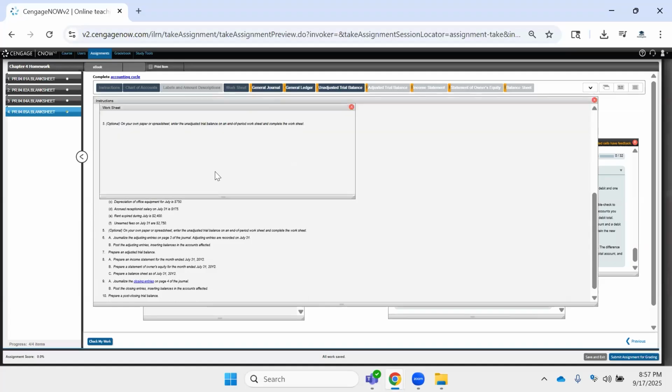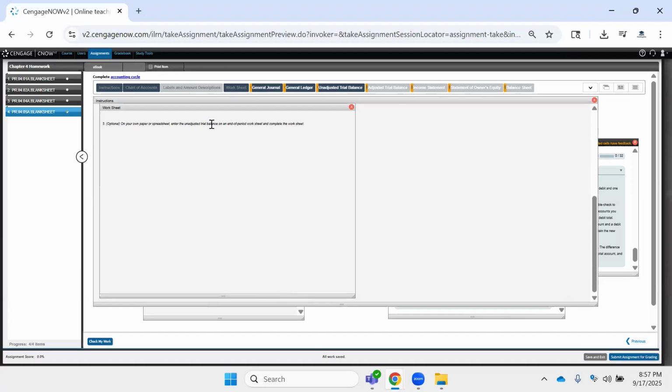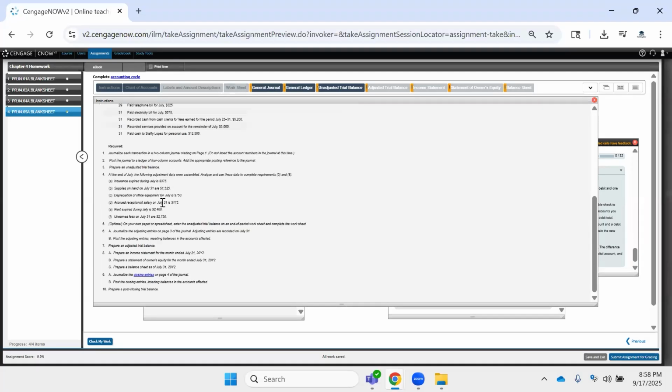We have an optional item to prepare on your own paper spreadsheet: create an end of work spreadsheet. We're not going to do that. We're going to do this all within Cengage. But you can, if you would like, write this out. It does make it easier to follow, in my opinion, but I can't show you that on my recording.